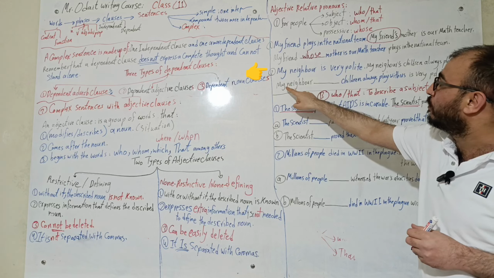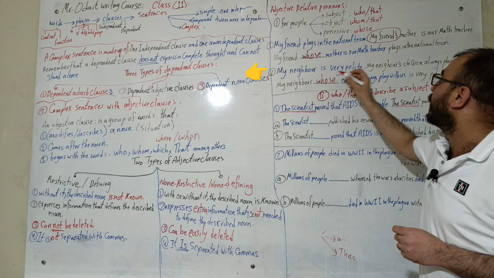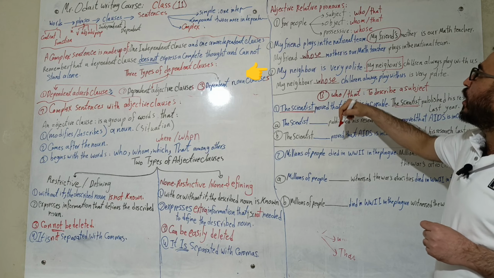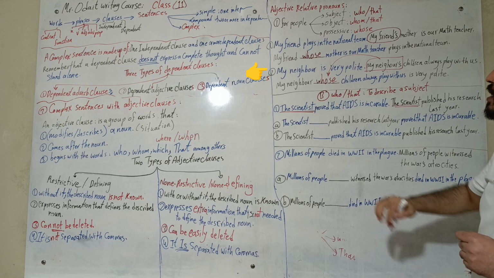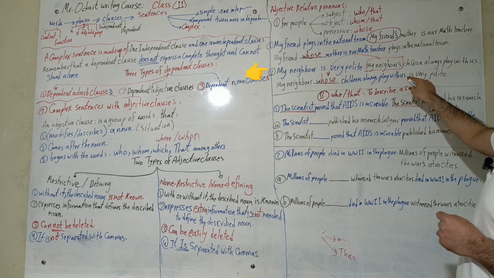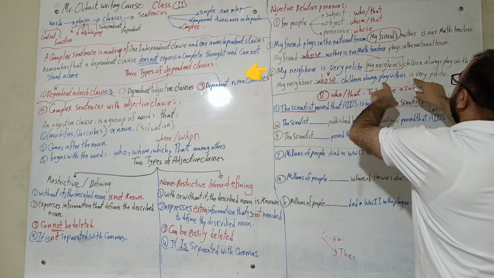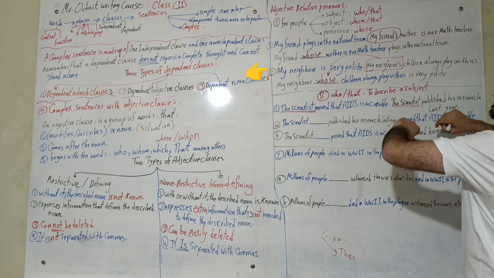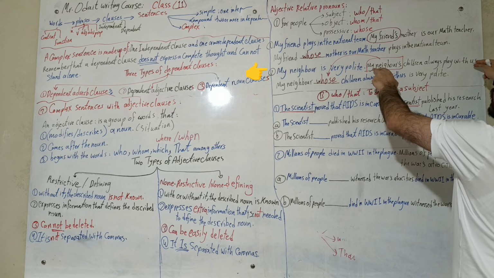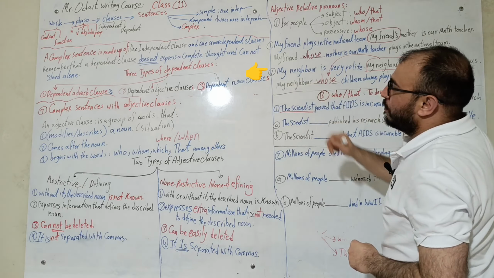Here, my friends, my neighbor whose: I take the repeated noun with the possessive S and I replace it with this relative pronoun whose. Again: my neighbor whose children always play with us is very polite. Again, my friends, the first simple sentence I made the main sentence, and I changed the second simple sentence, the second independent clause, into a dependent clause, which is going to be used to describe my neighbor.